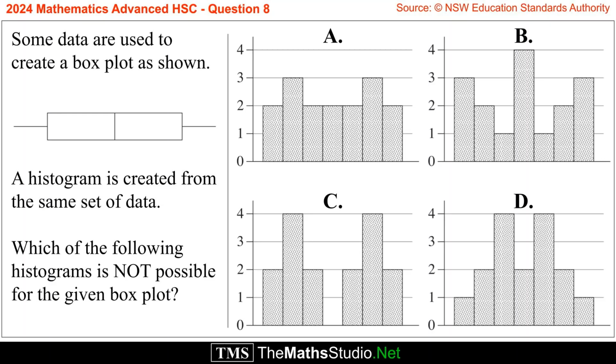Question 8. Some data are used to create a box plot as shown. A histogram is created from the same set of data. Which of the following histograms is not possible for the given box plot?